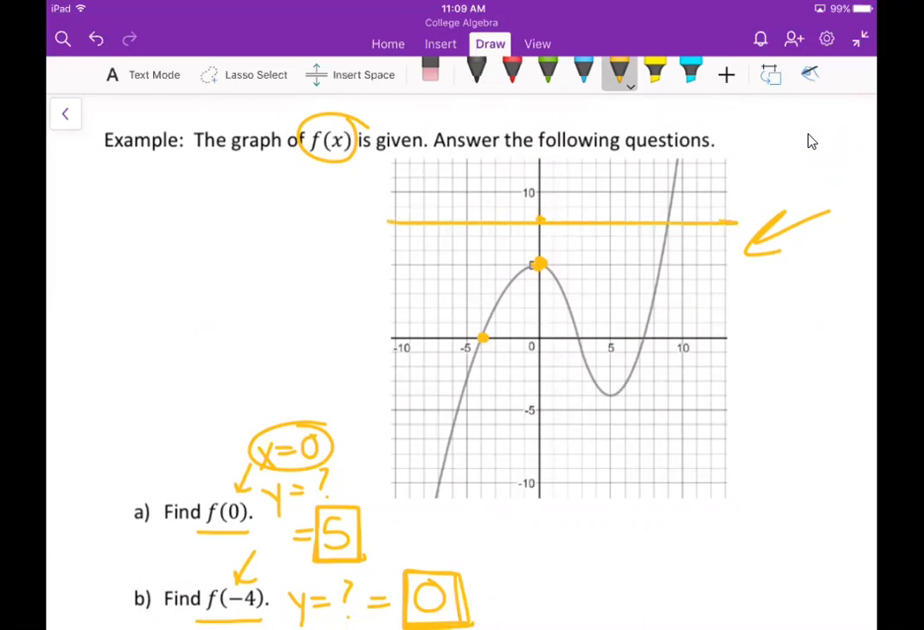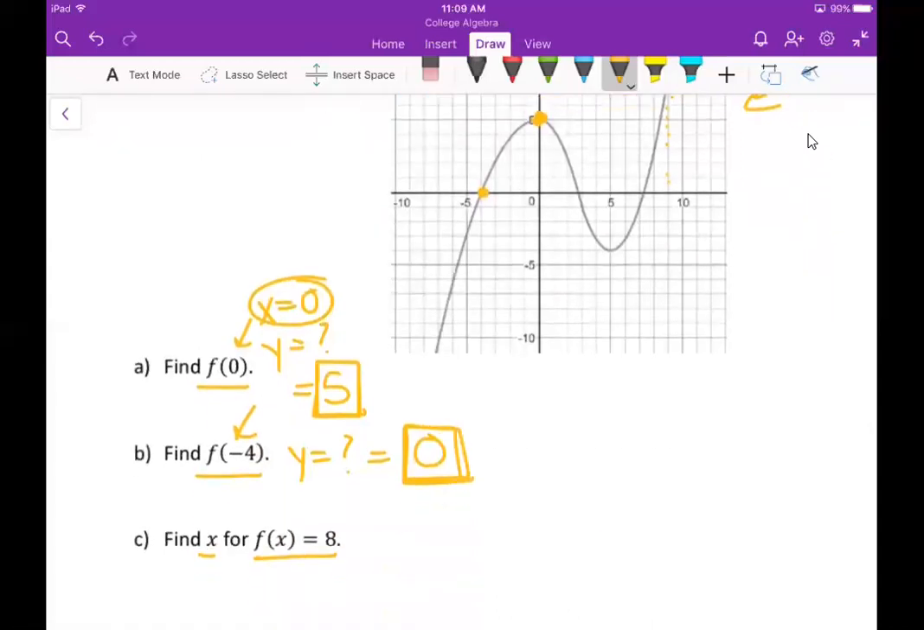So if my output is 8, I'm looking along this horizontal line now to say, okay, these are all my values where my output would be 8. Where am I crossing my graph? Oh, at an input of 9. So my only answer here would be x equals 9. There's only one output equal to 8 and my input must be 9.